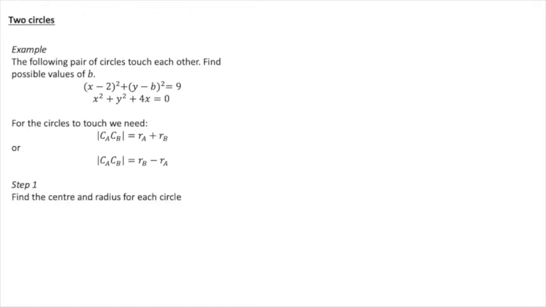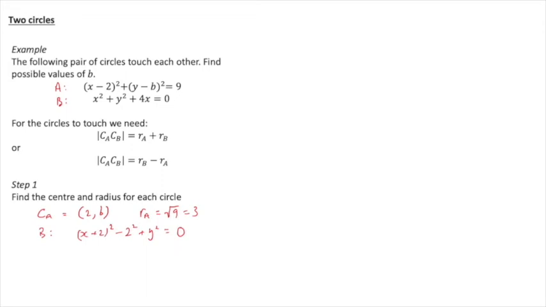The first step is find the centre and the radius for each circle. Now, I perhaps should have marked them as A and B earlier, but never mind. I'm going to call the top one A and the bottom one B. So for the top one, we can see straight away the centre of that circle is 2, b. That's in the standard or general form rather of the circle equation. I can also read off that the radius is the square root of 9 and is therefore 3.